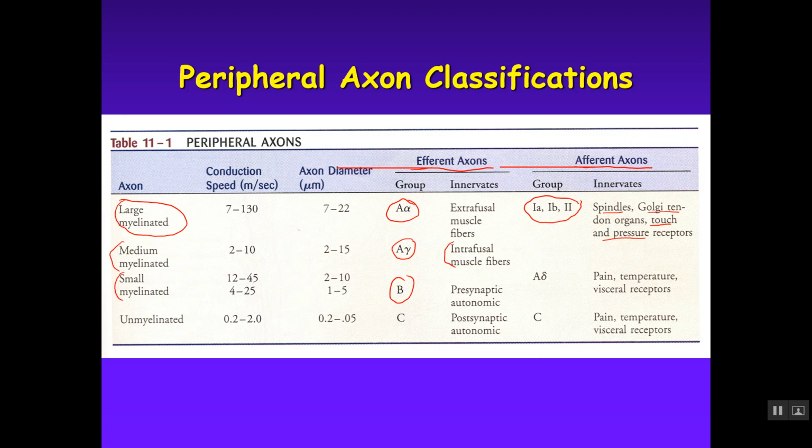Okay, B fibers. And then from an afferent standpoint, for pain and temperature, the A delta fibers. They're small but myelinated. They're still called fast pain fibers, okay? But those are the A deltas.